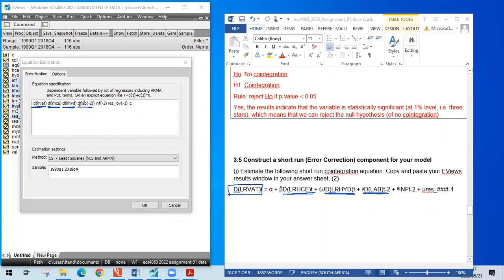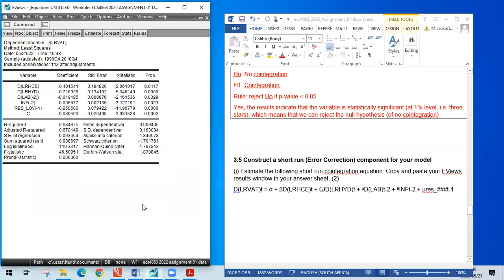DLAB lagged twice is there. I go to inflation, T minus 2. There is inflation and it's not differenced. Lastly, RESLOV T minus 1. Yes, I have it there. I think I'm happy. Are you happy that we have actually captured everything? Yes. Then when we do that, we click OK. You're done. Again, I don't want to make mistakes. I don't want to lose a lot of marks there. So I have to be patient.